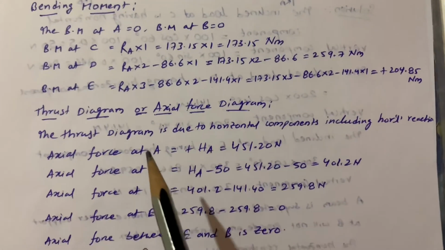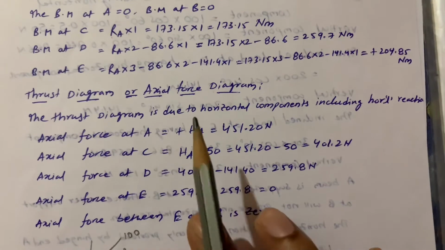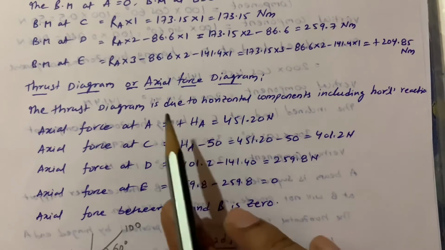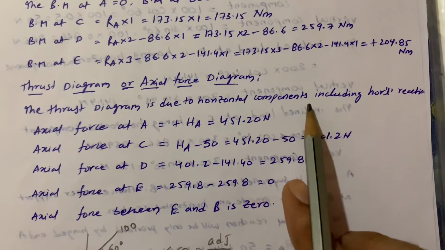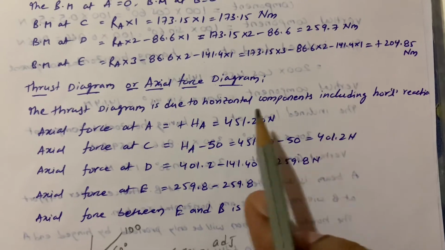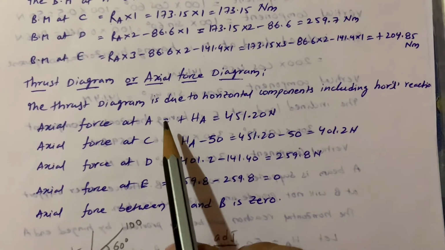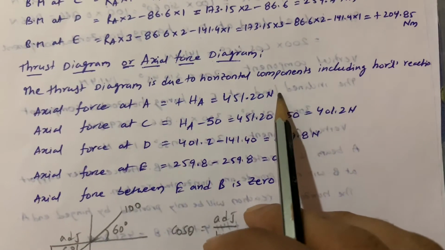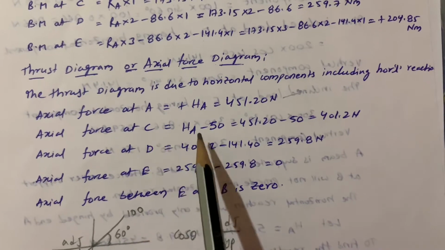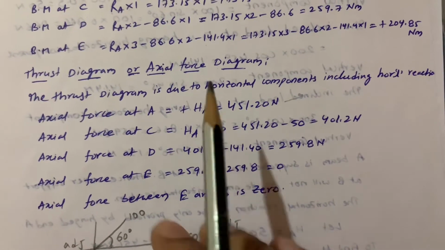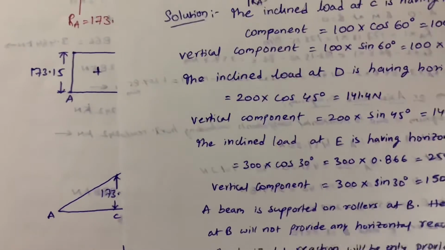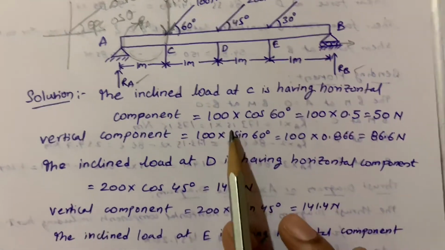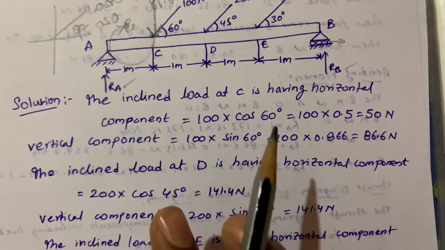And next, the thrust diagram. So the thrust diagram is nothing but a graphical representation of the loads which are acting along the y-axis and x-axis. Okay, so the thrust diagram is due to horizontal components including horizontal reactions. So axial force at A, we are representing these forces in the thrust diagram. Horizontal force at A is HA, and axial force at C is HA minus 50. Okay, axial force at C is nothing but the horizontal component, this one minus this.